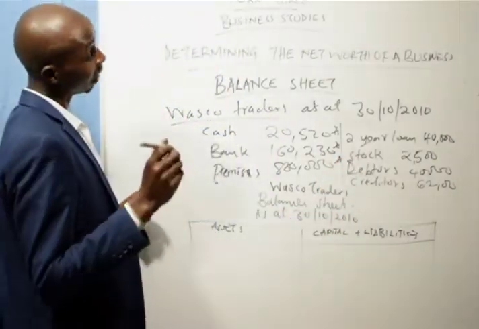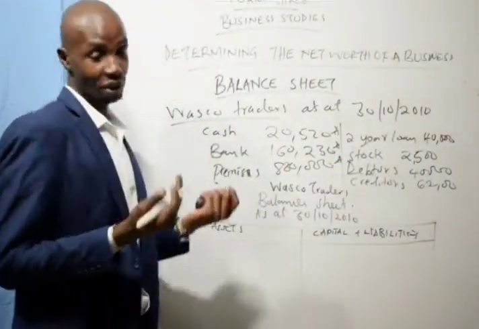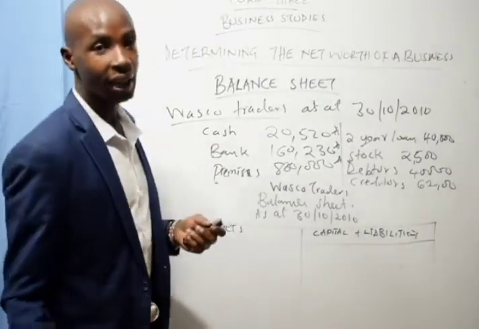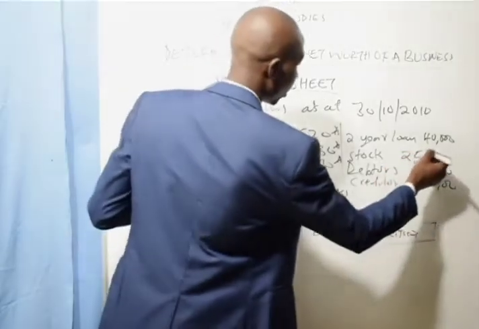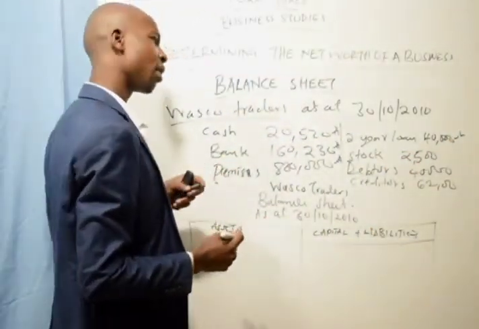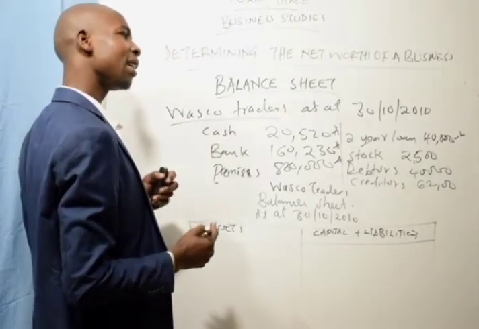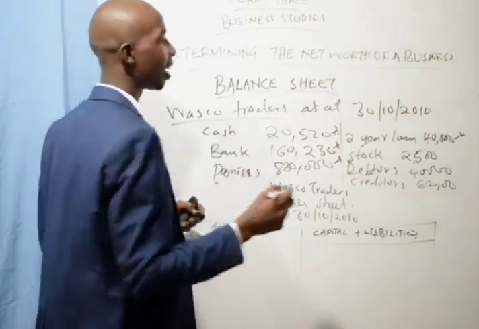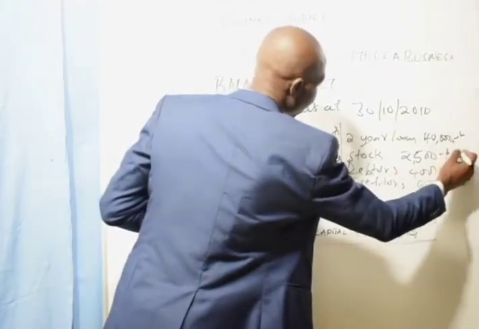Two-year loan, this is a liability, but because it is more than one year, it is now a long-term liability. So liability, L. Stock. What can stock be? Stock is a good. It exists, so it is an asset. So stock is an asset.